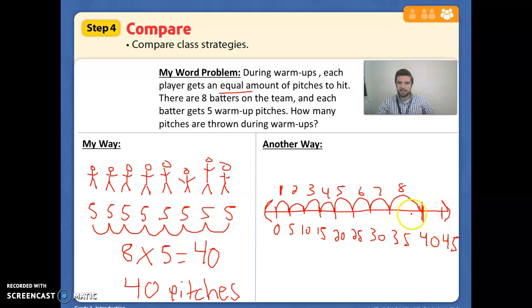So we get the same exact answer, we just keep track of it on a number line so we don't mess up. Now you might be tempted to keep going down the number line, but remember, we only have 8 batters. That's as big as our team is. We don't need to go any further than that. So our answer here, using the number line, is still 40 pitches.